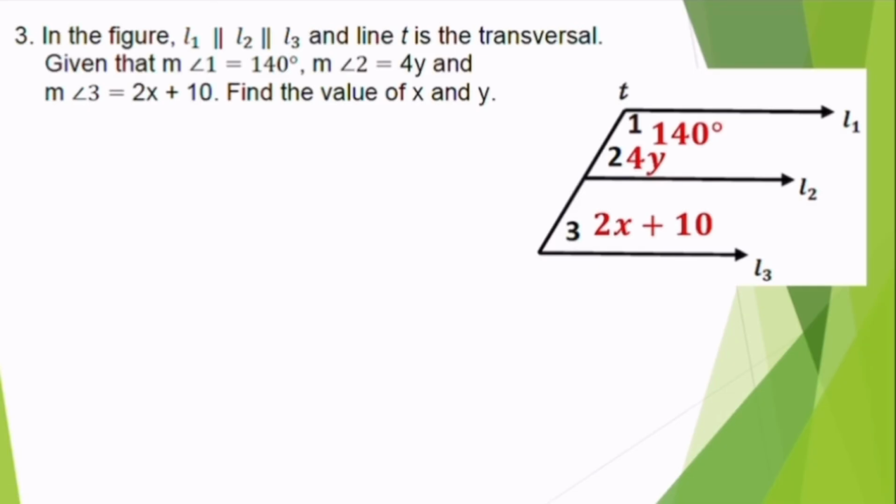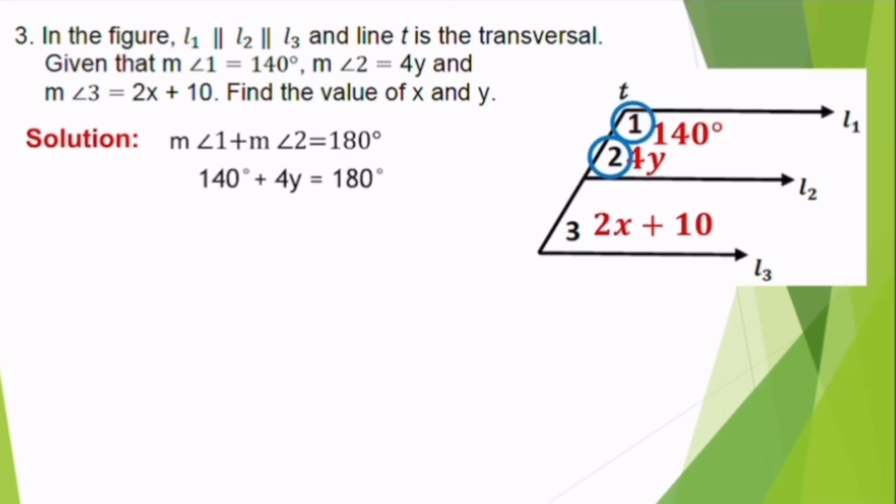So for our first solution, angle 1 and angle 2 are supplementary. So then, the degree measure of angle 1 plus the degree measure of angle 2 is equal to 180 degrees. And by the substitution property, we substitute the value of the degree measure of angle 1 and the degree measure of angle 2. We will have 140 degrees, which is the degree measure of angle 1, plus 4y, which is the degree measure of angle 2, is equal now to 180 degrees.